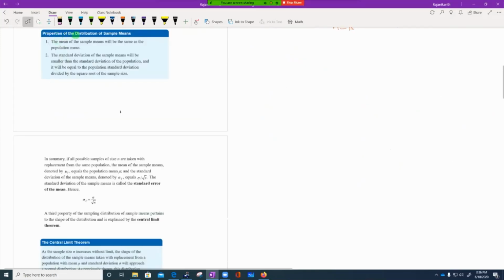The properties of the distribution of sample means. So what kind of properties do we have for the distribution of a sample mean? The mean of the sample mean will be the same as the mean of the population. What does that mean?